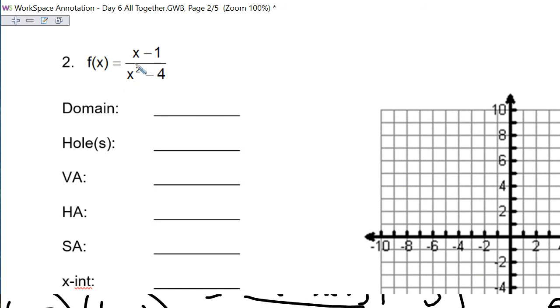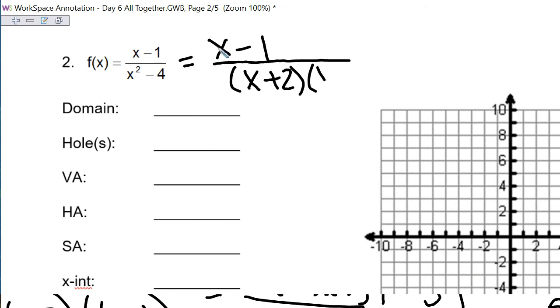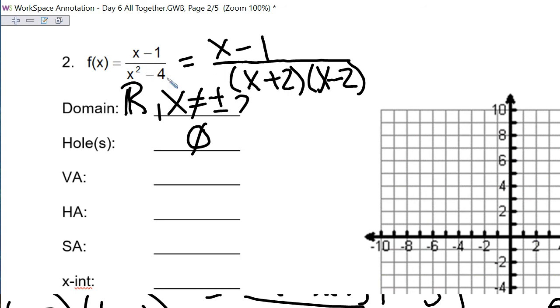Factor. x minus 1 is not factorable. But x squared minus 4, what is that called? Difference of squares, so we'll have x plus 2, x minus 2. Do we have any factors that cancel? No, so what does that tell me? No hole. So our domain is all real numbers except x cannot equal what numbers? Plus or minus 2, so those are the vertical asymptotes, x equals plus or minus 2.